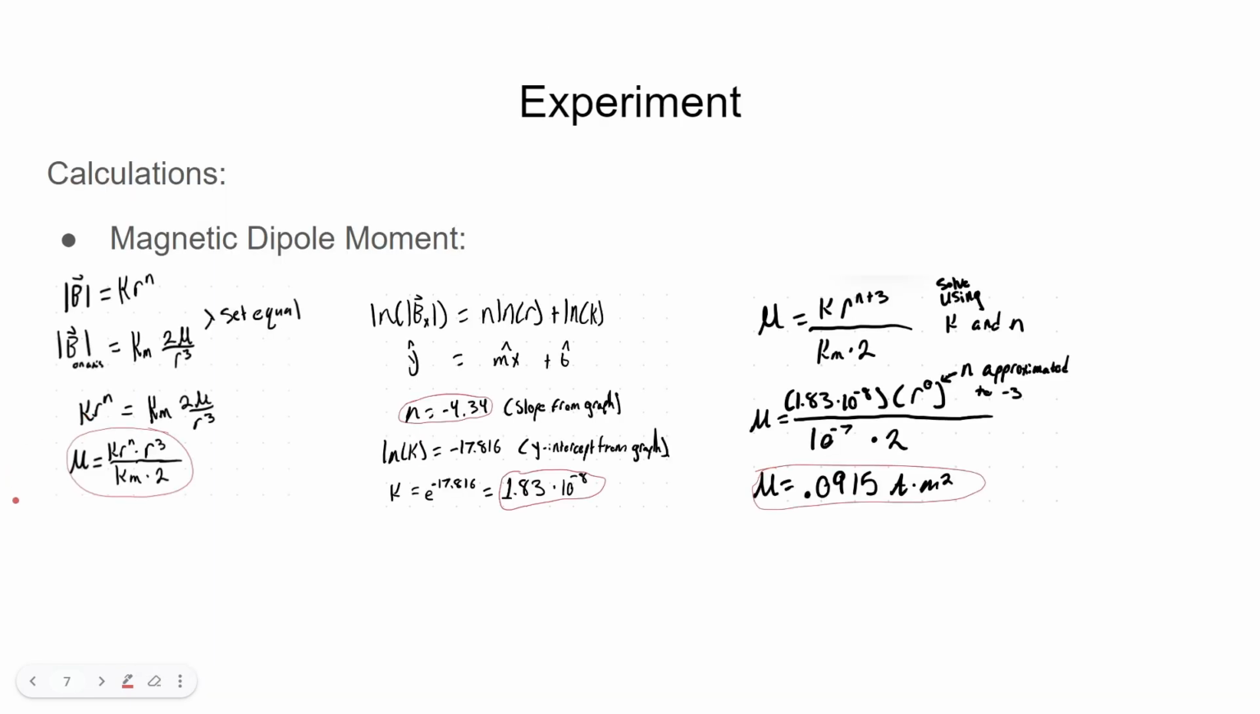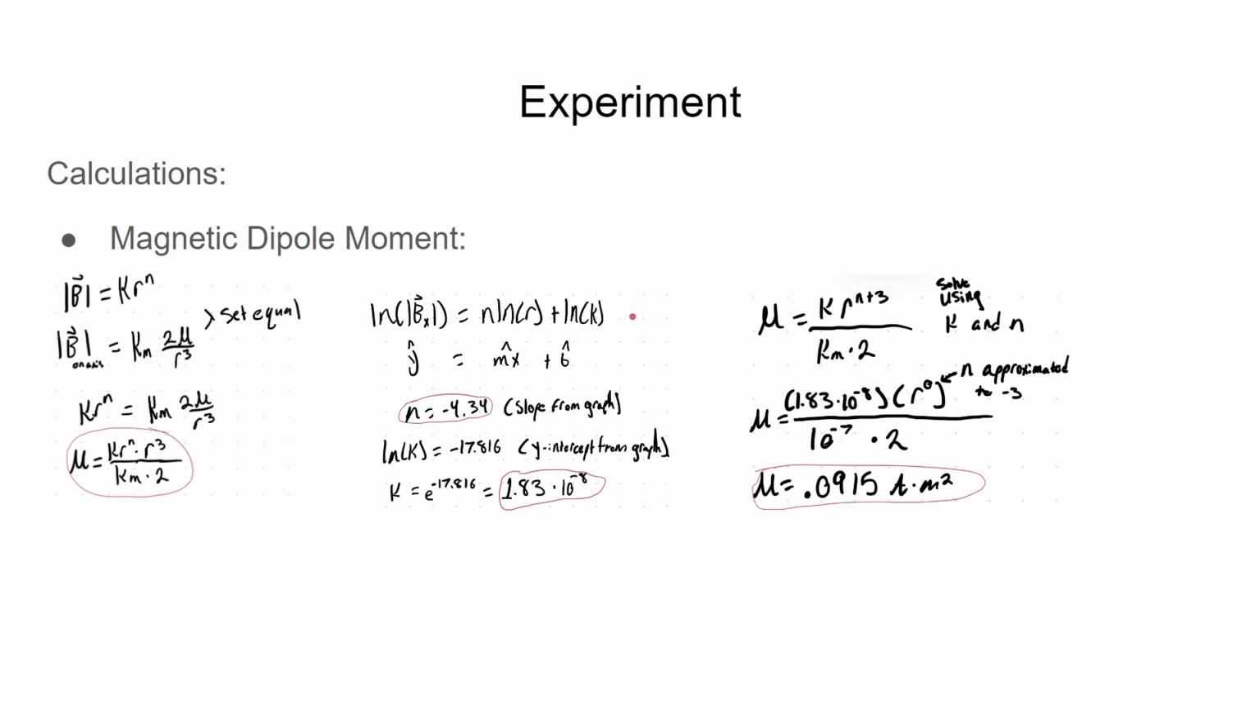And here's the calculations we used. We were solving for the magnetic dipole moment. So we started with this equation, and we set it equal to this one to find the magnitude of B. And we were solving for mu here. So here's the final result, which we'll use later.